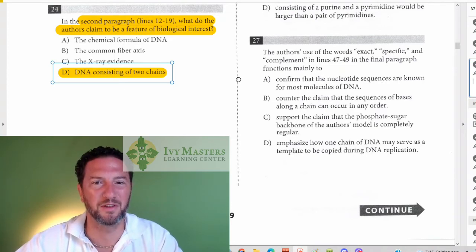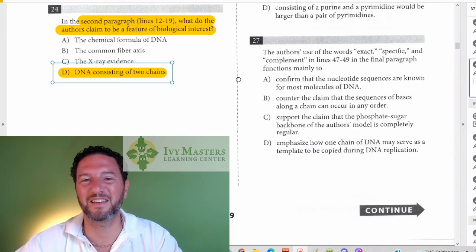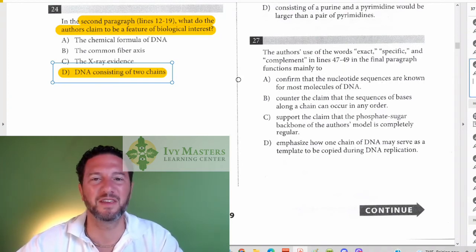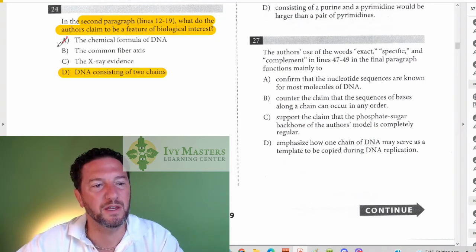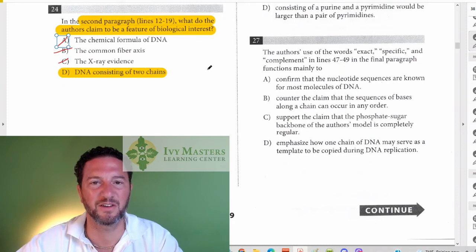Now, what do we call this? It's a gift. The SAT very rarely does this. Gives you a word for word answer. So, chemical formula for DNA, common fiber axis, X-ray evidence, it just says it in the first sentence.